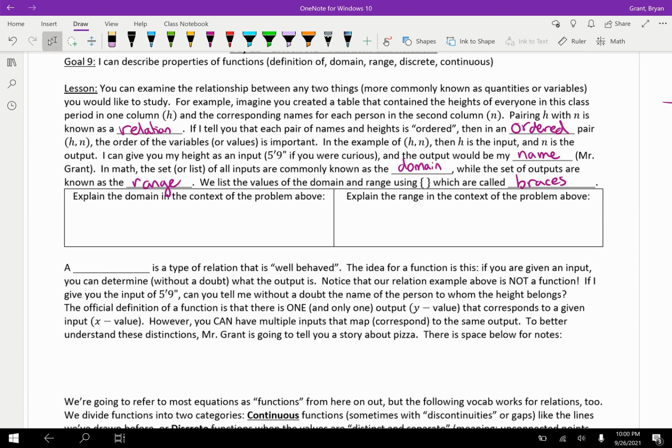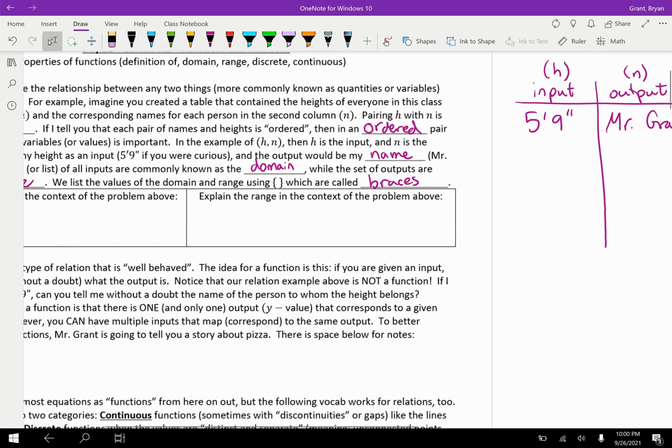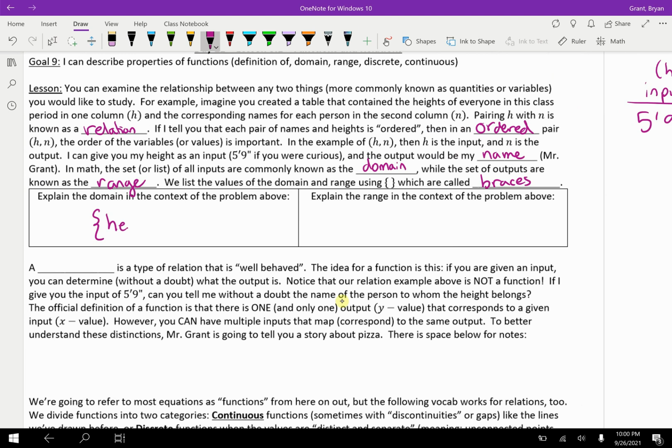So, in the context of the example that I gave you, what would the domain represent? Well, the domain in this case would represent, and notice my input here was H, it was the height. My domain would just be a list of all the heights. And the range would be the list of all the names. So if there are 36 people in this class, in these curly braces, you would record the name of everybody in your class. And in this other set, you would record the height of everyone in that class, and in the other set you'd record the name.